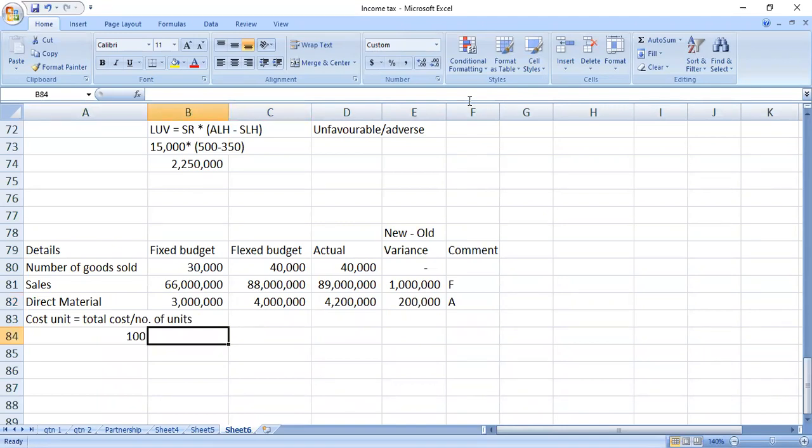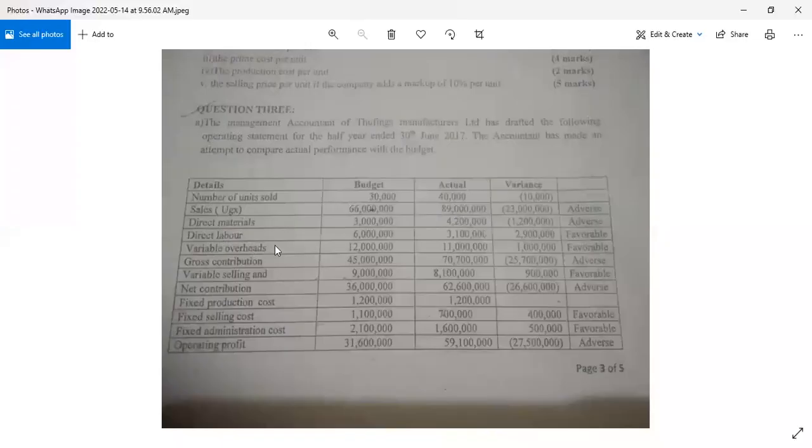So let me share a fixed item. Direct labor will not vary differently from direct material. The way you did it is the way you do it. Then variable overhead is the same thing. The way you did for material, you do the same. Gross contribution, you don't do anything. It's not an item of flexing. You just get the sales minus the total cost so far to get the contribution.